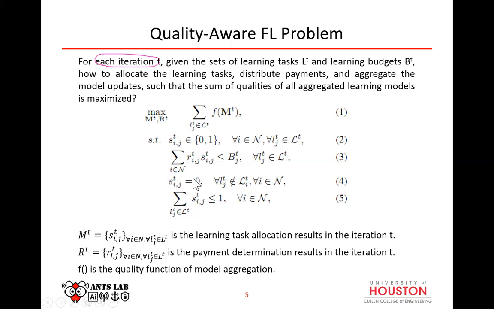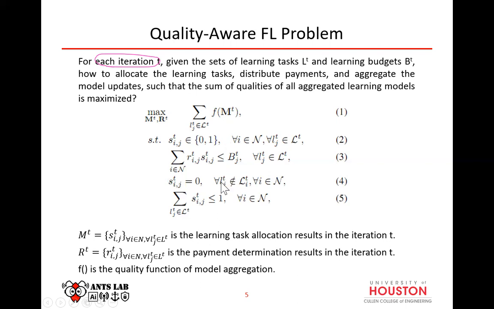You can see this constraint, and each node can only participate in one learning task. So if the node participates in a learning task, for example, theta 1, it will continue this learning task in the following iteration, and it cannot participate in other learning tasks, for example, theta 2.